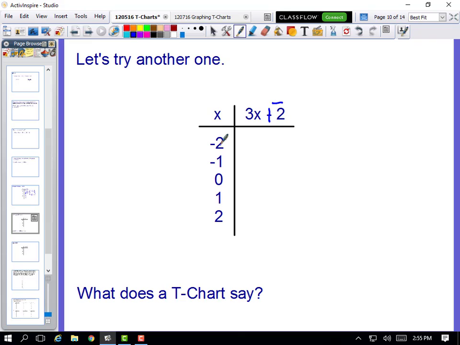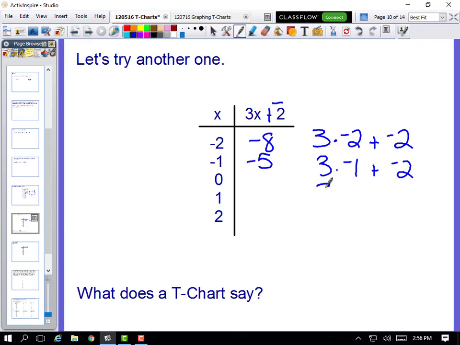So now we take our first x value of negative 2, plug that in: 3 times negative 2 plus negative 2. We use our integer rules. 3 times negative 2 gives us negative 6. Negative 6 plus negative 2 gives us a negative 8. Okay. Then we go to the next one. x is now negative 1. So 3 times negative 1 plus negative 2. Well, 3 times negative 1 is negative 3. Negative 3 plus negative 2 gives us a negative 5.